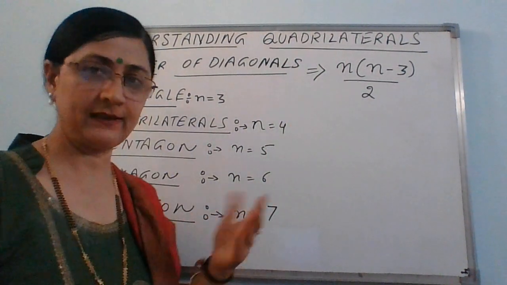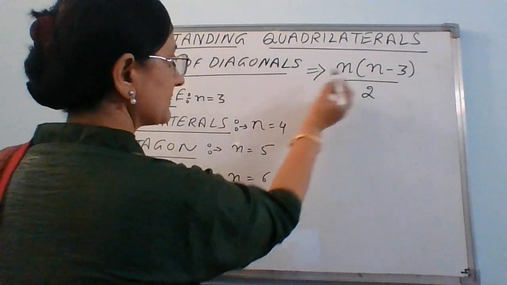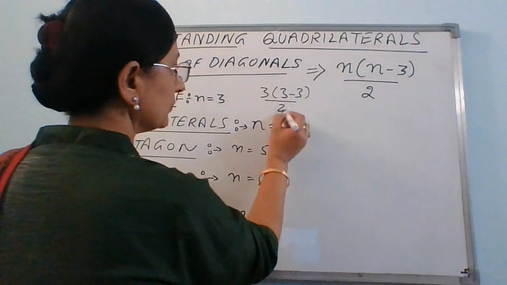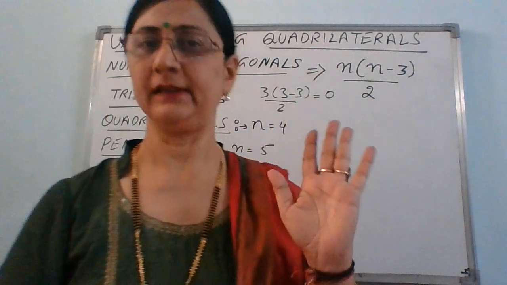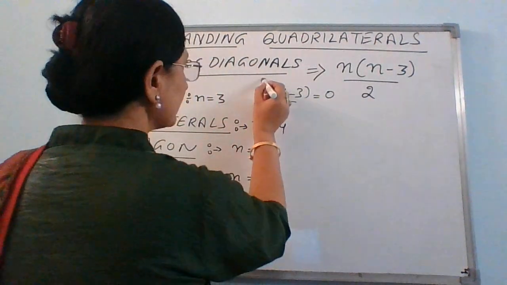Let us see in triangle how many diagonals we can make. So here n is 3. So we'll substitute here 3. 3 into 3 minus 3 upon 2. 3 minus 3 is 0. Whole becomes 0. So we cannot make diagonal in a triangle. 0 diagonals, right? So these are the diagonals.